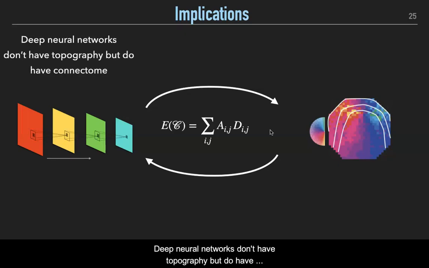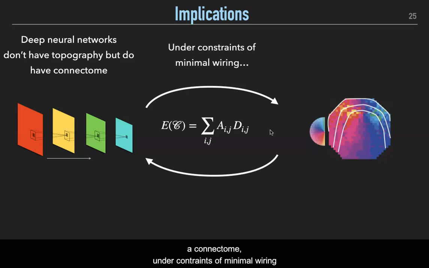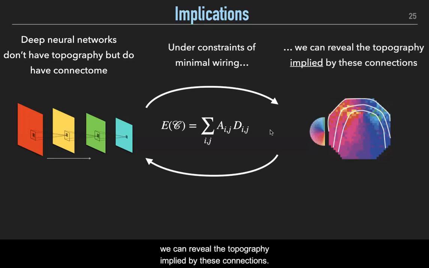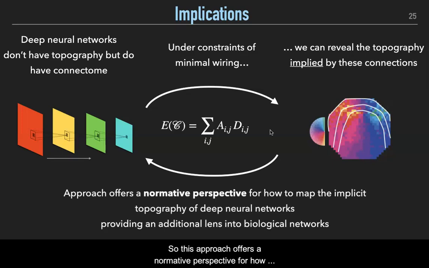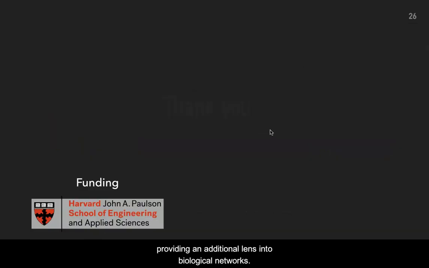So deep neural networks don't have topography, but do have a connectome. Under constraints of minimal wiring, we can reveal the topography implied by these connections. So this approach offers a normative perspective of how to map the implicit topography of deep neural networks, providing an additional lens into biological networks.